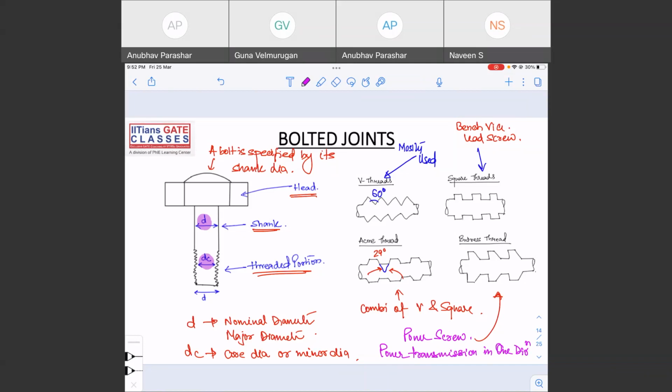Even if you see the screw jack, while lifting a vehicle to change its tires, we use a screw jack. The screw jack moves only in one direction. Power transmission generally happens only in one direction. It gets locked after you move it. So what kind of threads are used? Buttress thread. So this kind of small question might be asked. Tell me when it is done, we'll move ahead.